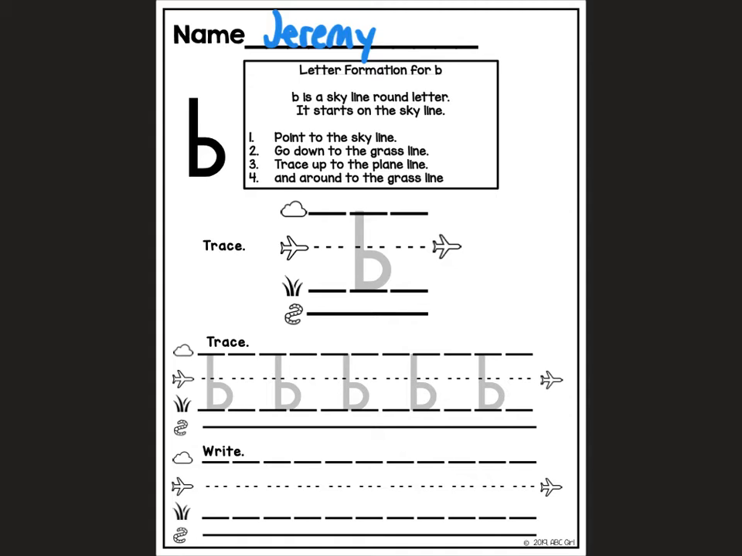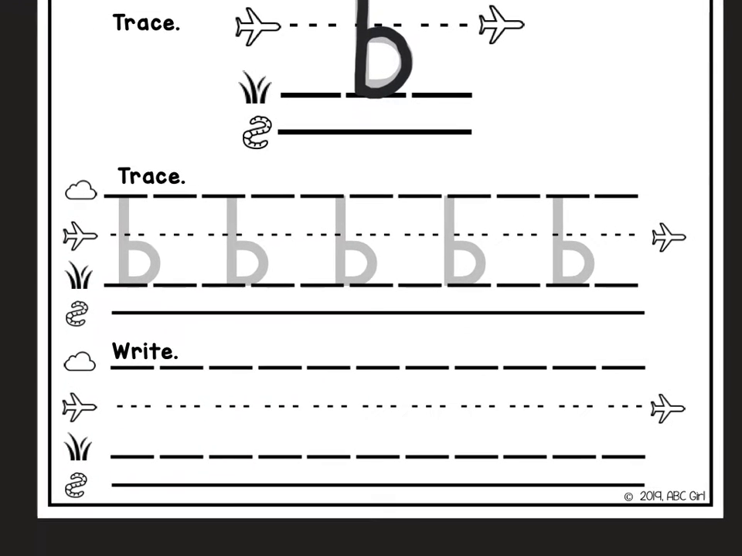B, the letter B. Lowercase b is a skylined round letter. It starts at the skyline up here, and then we go down to the grass line, trace back up to the plane line, and then go around to the grass line. So let's practice that down here by tracing these letters.